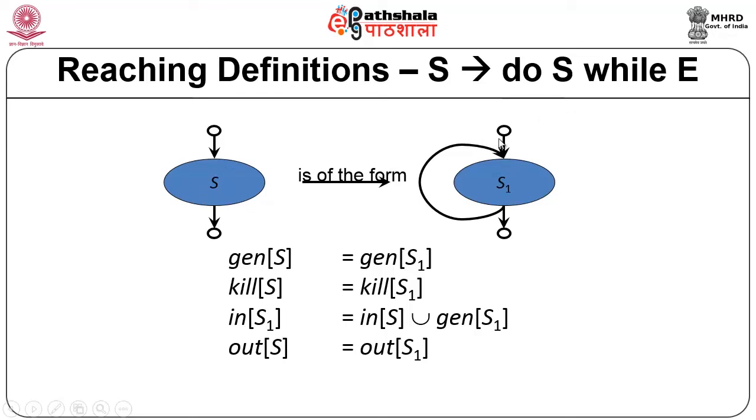So, again, gen of S is nothing but gen of S1, kill of S is kill of S1, that is the same, and out of S will be out of S1, again the same, but input to S1 is now out of S1 union in of S. I can even say it is nothing but gen of S1 union in of S. So, whatever is generated by S1 will be added with in of S to get my input to S1. Because there is a feedback here, whatever is generated is also added to compute your out of S1 basically. Okay, so this is the next situation.